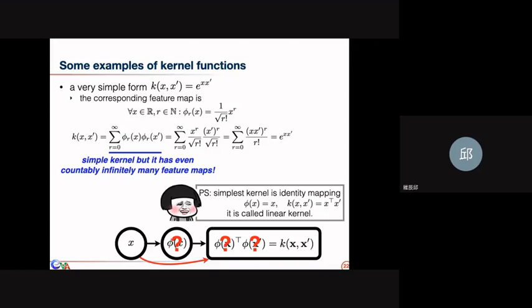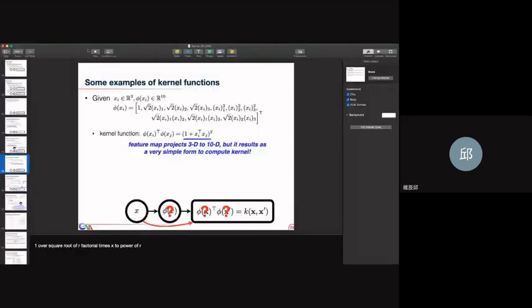So here you are actually doing nothing for the feature, and of course the resultant kernel directly gives the inner products between your original data representations. This is the simplest kernel because you are doing nothing for the feature extraction.